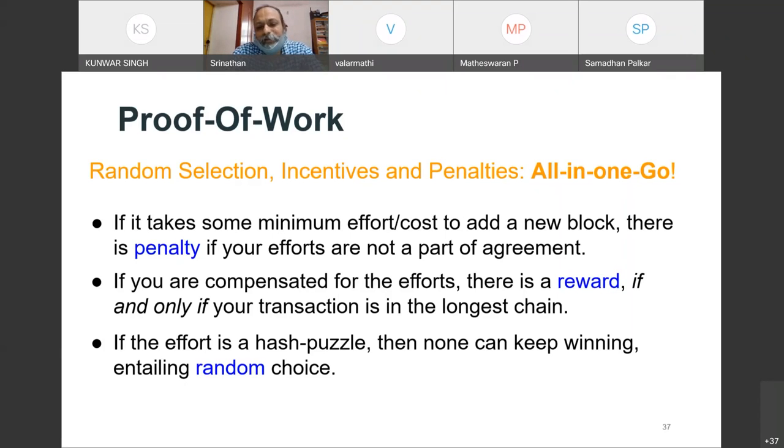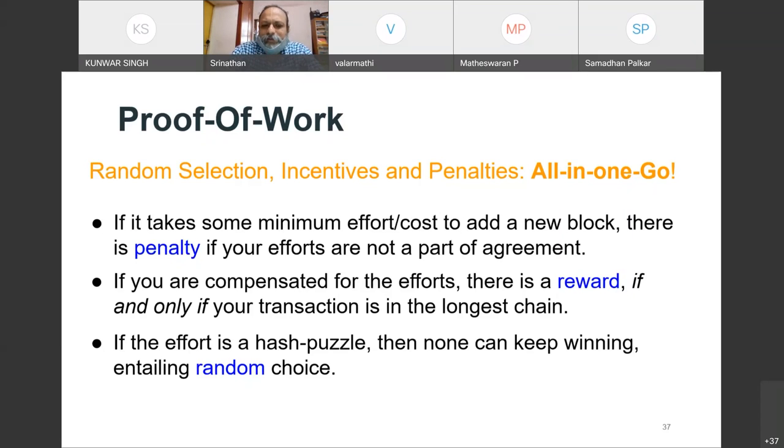You can also double it up as a random choice, because the first person who wins is going to add, and the definition of previous block will change as soon as the next block is added, and therefore the people have to restart the computation. So essentially the first person is going to win. And who is the first person? Now, given that the hash puzzle is solved by random nonce, nobody knows beforehand who's going to win.